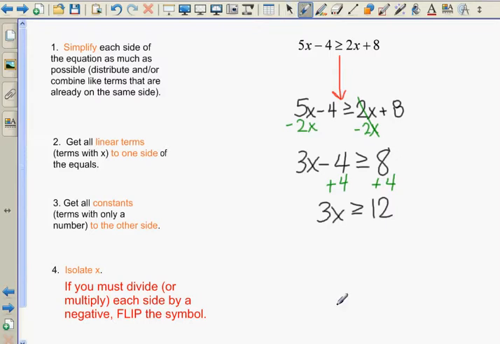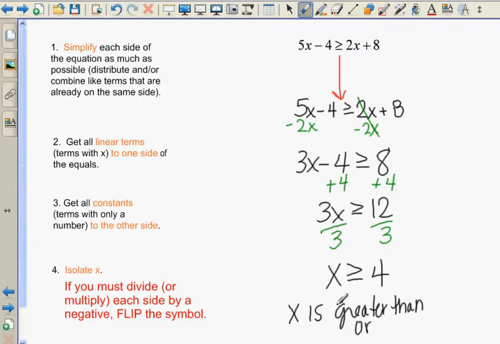We're ready for step 4 to divide. So we need to divide that 3 away. Since that divide by 3 is positive, we don't have to worry about flipping. So we're going to keep it this way. And this one's a little bit easier to read because x is on the correct side of the inequality symbol. So x is on the big side, meaning x is, again, greater than, except this time we are also or equal to 4. So as long as we pick a number that's greater than or equal to 4, if we plug it into our original inequality, it should make it true.